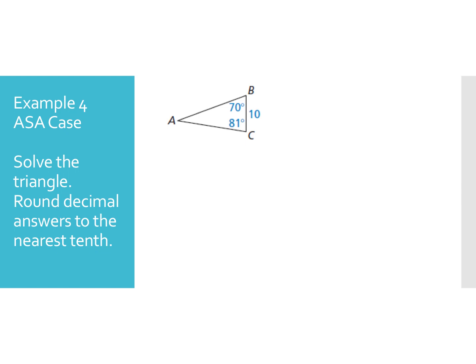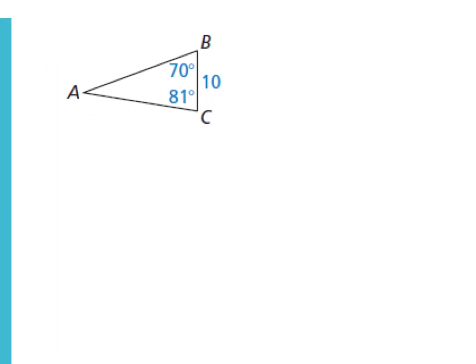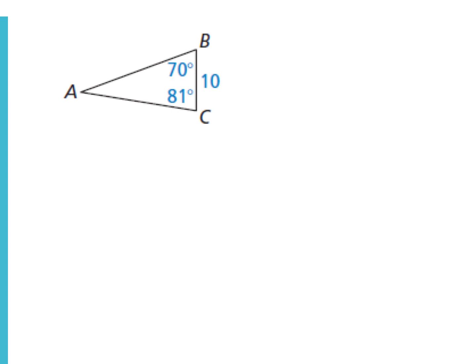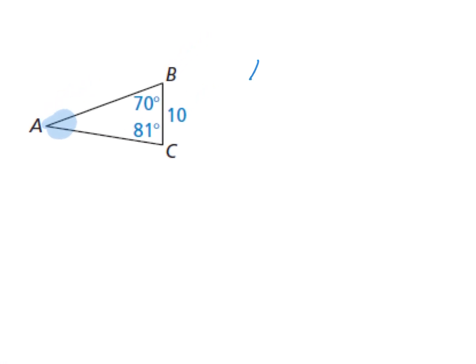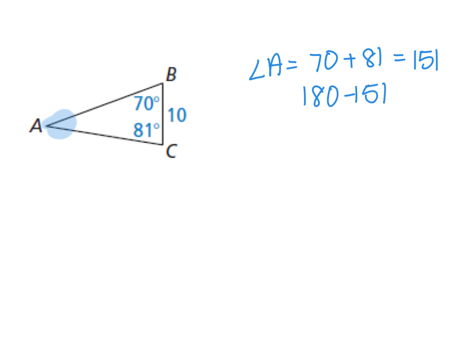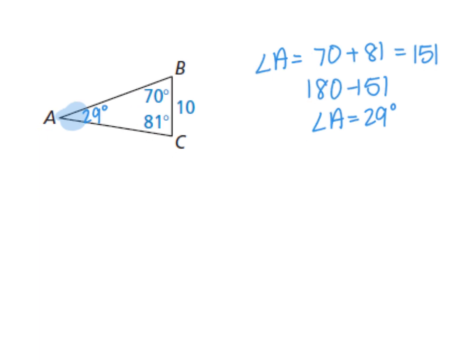All right, the first thing that's the easiest to find is angle A. Remember, you have to have an angle and a side in order to solve for something. So the first thing I can find is this angle right here. How would I solve for angle A? 70 plus 81 is 151. Then 180 minus 151 is 29. Angle A equals 29. If you got there, great. You got one of the answers.